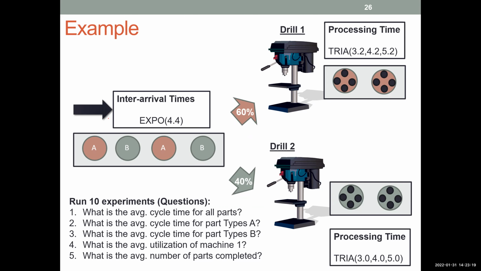So you can see here we still have an interarrival time following an exponential distribution with 4.4 minutes. But now we have two types of parts, A and B. 60% of them are going to go here to drill one, and the rest of them, 40%, part type B, are going to go to drill number 2. So we have the processing times for each one of these drills, and this is what's going to take us more time today. I want to collect all these or answer all these questions. We're going to run 10 experiments.